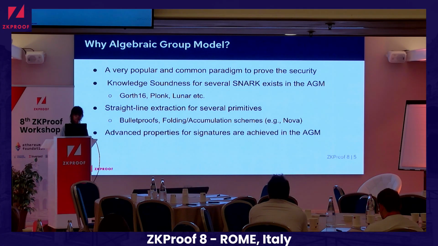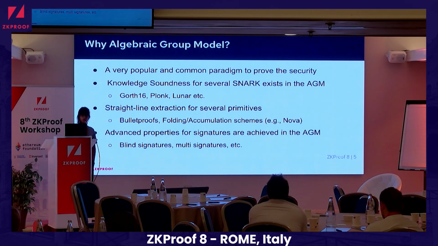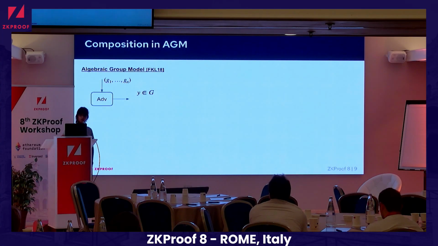And finally, AGM is quite strong, so it is used for proving advanced properties for other primitives, for signature schemes. For example, instantiations of blind signatures and multi-signatures can be proven in the AGM. Okay, so again, just a brief recap of what AGM is.